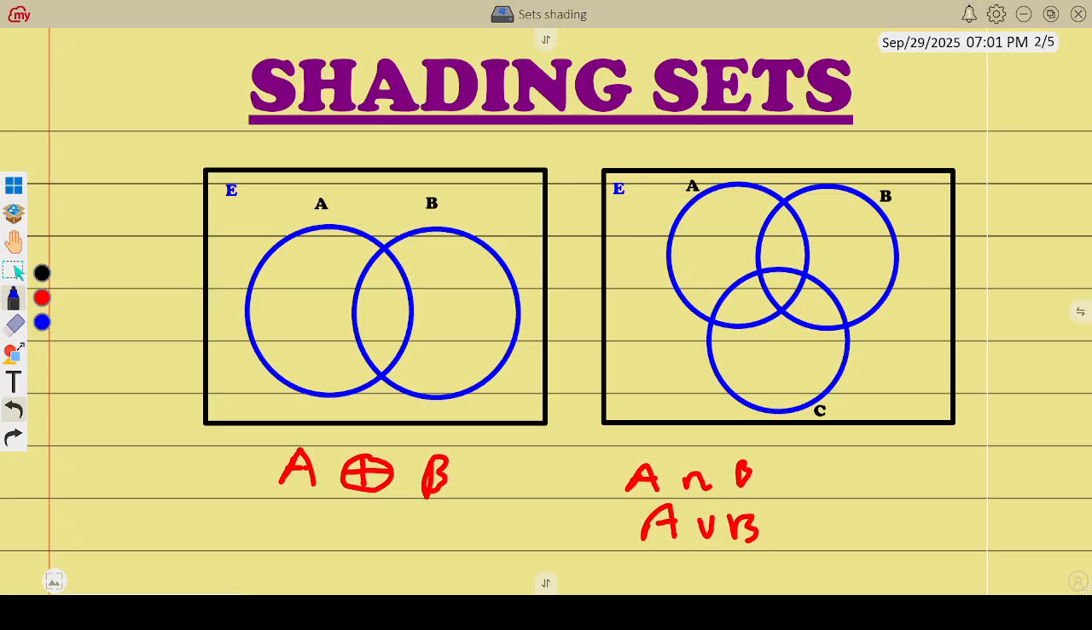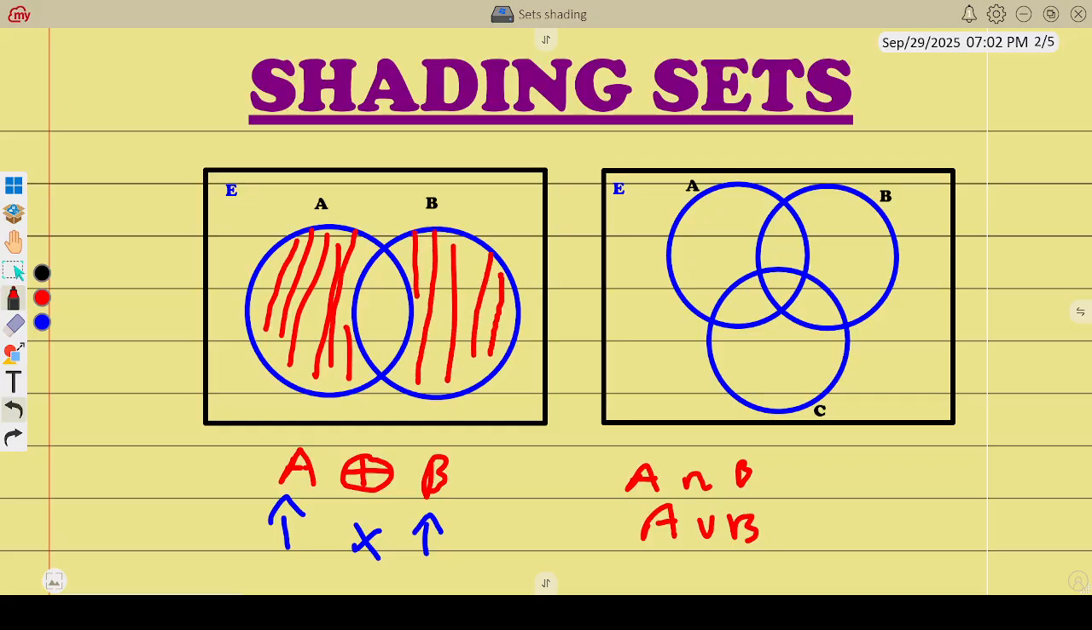This is very simple. It simply means you shade everything in A, you also shade everything in B, but don't shade the intersection. So A plus B, you shade everything in A. You see this is our A, and we have shaded everything in B, but the intersection we do not shade it. So this is A plus B. I'm sure you've understood it.